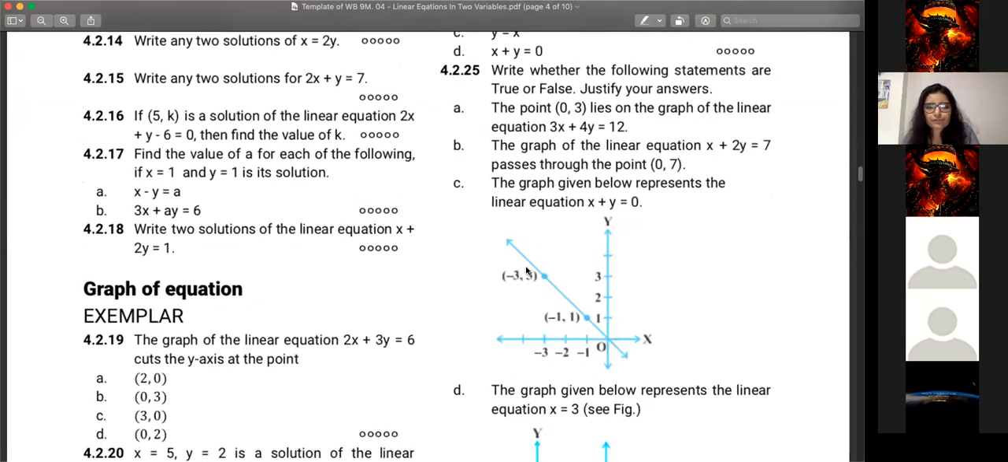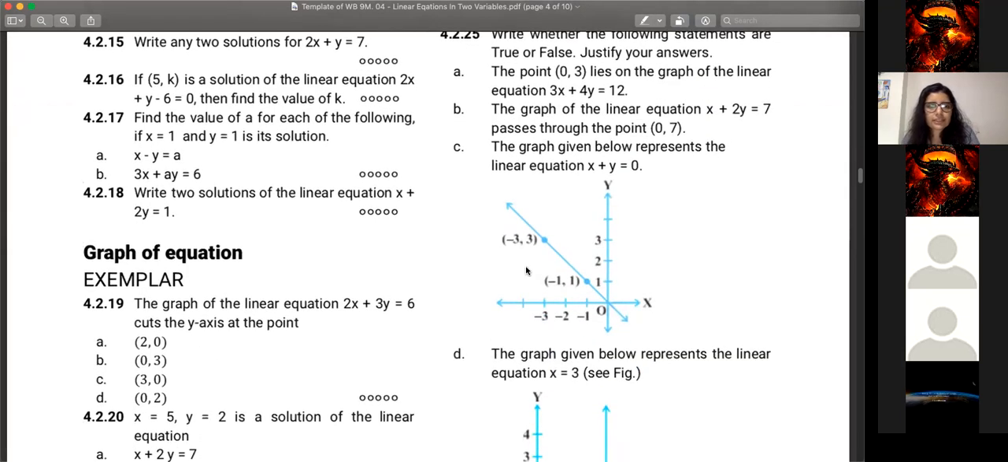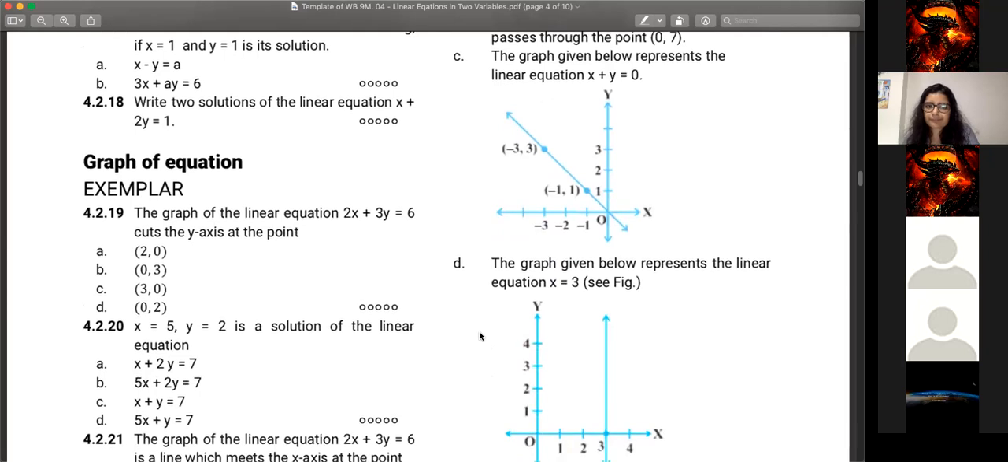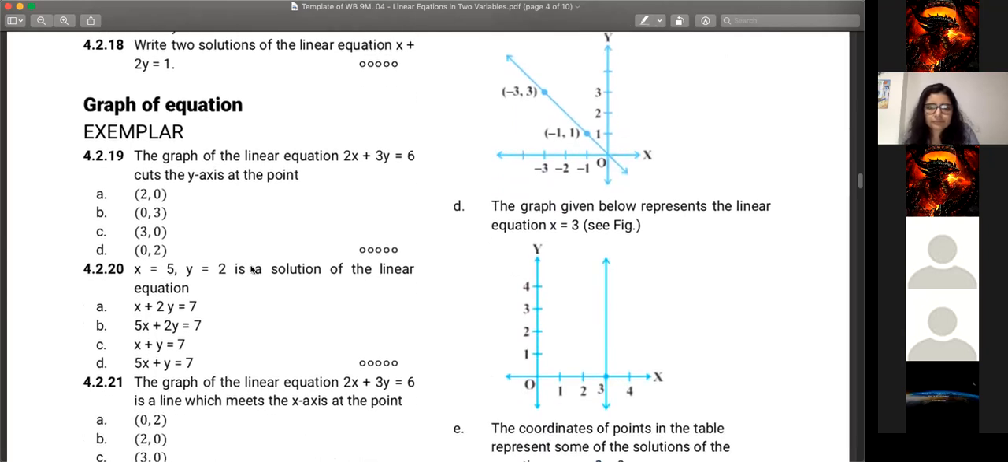Most of the questions are revolving around this. Either you have to find the solution, or you're given the solution and then you have to find something else. That sort of thing. Ma'am, like this, right? I have sent it in the chat. Correct. Yes.